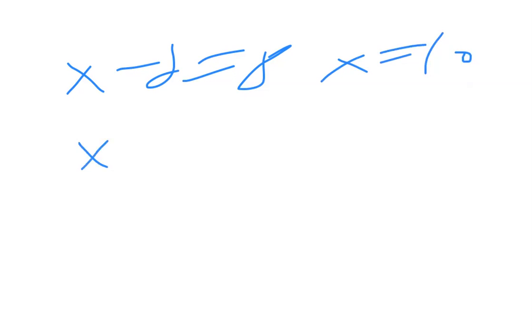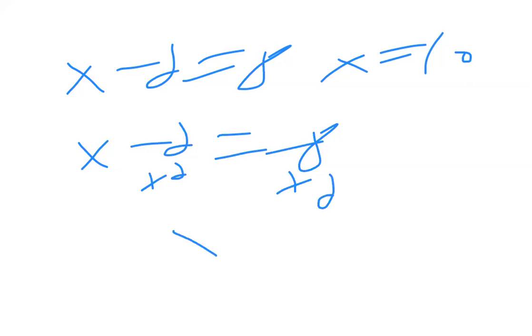So x minus 2 equals 8. Well, that's x equals 10. Okay, and then x minus 2 equals negative 8. So that's plus 2, x equals what? Negative 6, I believe. Yeah. So those are the two answers. That's how you solve basic absolute value.